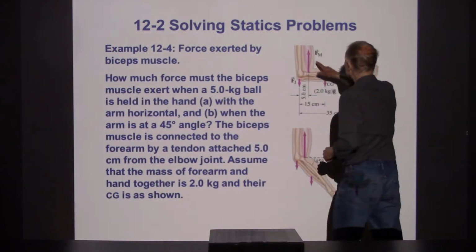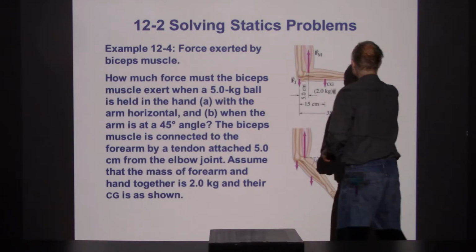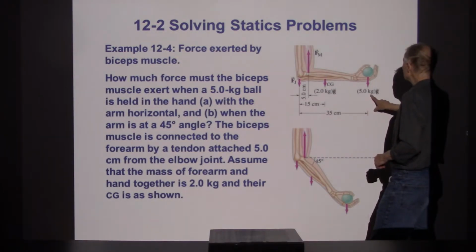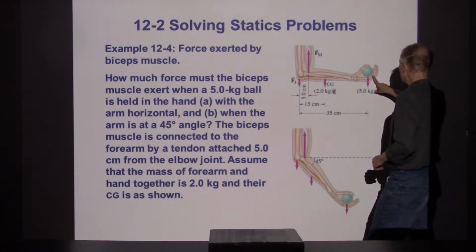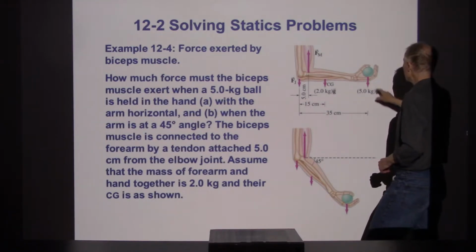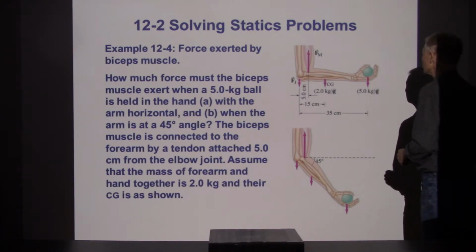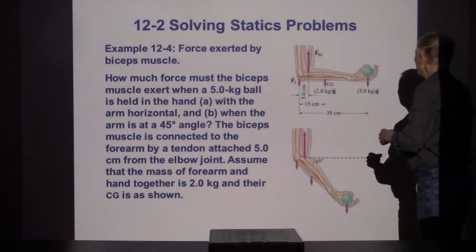The idea here is someone's forearm, and they're holding on to an object, and the object is 5 kilograms. That's really dense. I wonder what that's made out of, because it's 5 kilograms. It's not that big. Looks like it's the size of a baseball, but it has a mass that's 20 times more, 50 times more, something. All right.